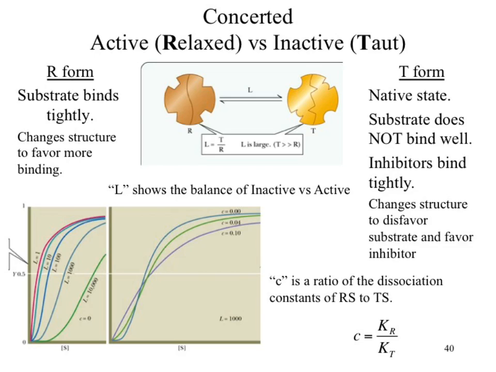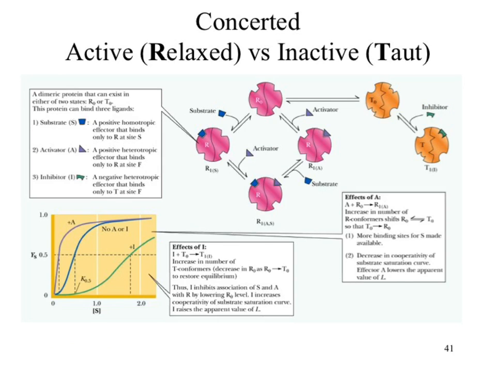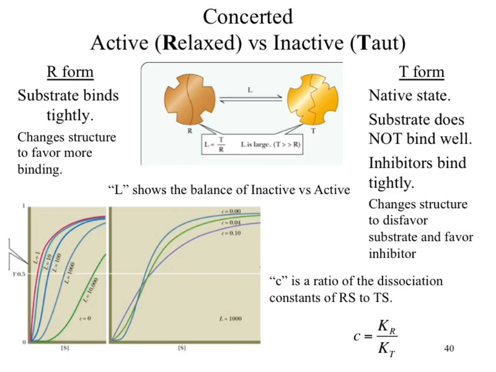Ignore activator and inhibitor, how that's affecting C. Activator and inhibitor, I do want you to be able to describe how that's affecting our L, and that's looking at our concentrations of T and R. You guys should be able to nail that one down. Does that make sense?